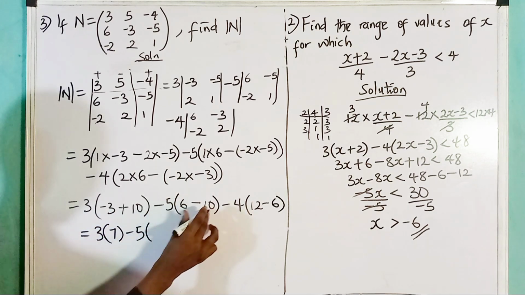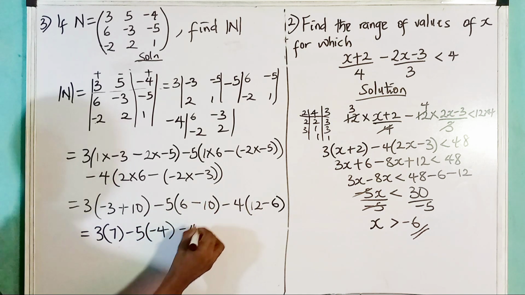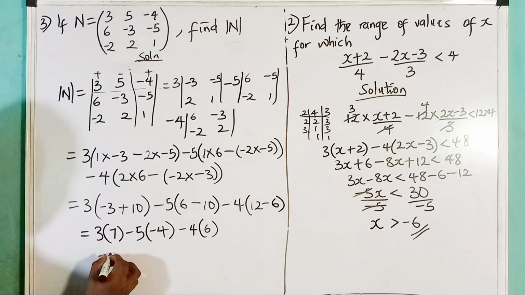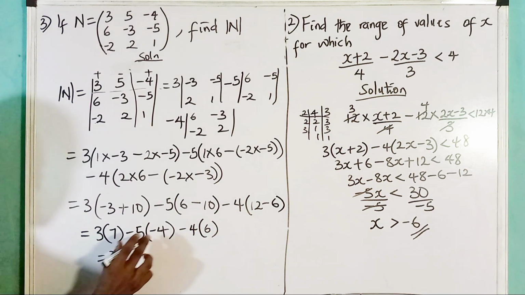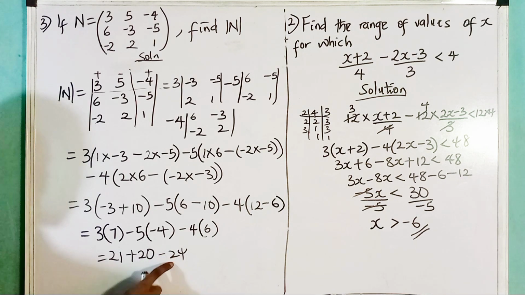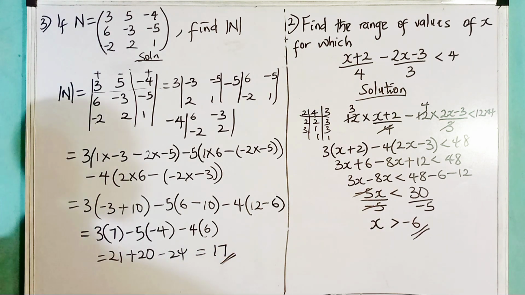Minus 5 into 6 minus 10, sorry, is minus 4. Minus 4 into 12 minus 6 is 6. And then 3 times 7 is 21. Minus 5 times minus 4 is plus 20. Minus 4 times 6 is minus 24. 21 plus 20 is 41. 41 minus 24 is 17. So that's the answer for number 3.